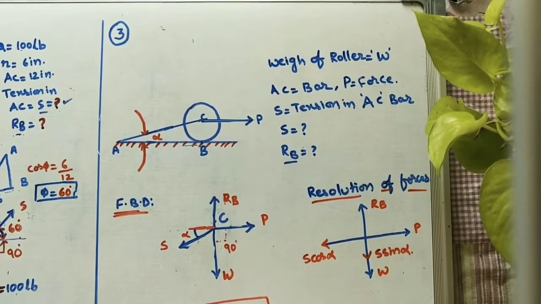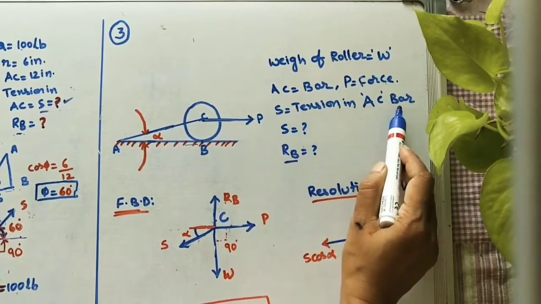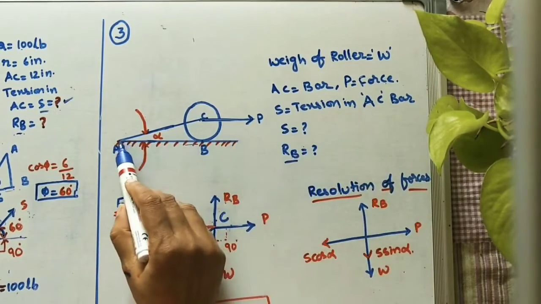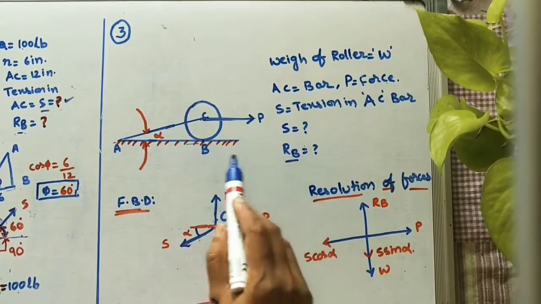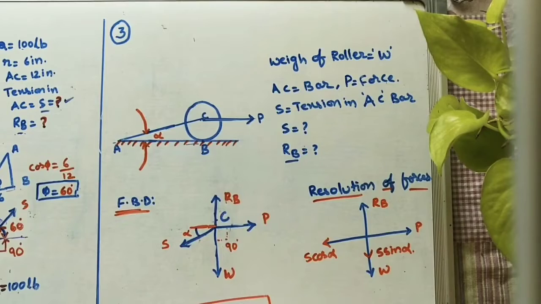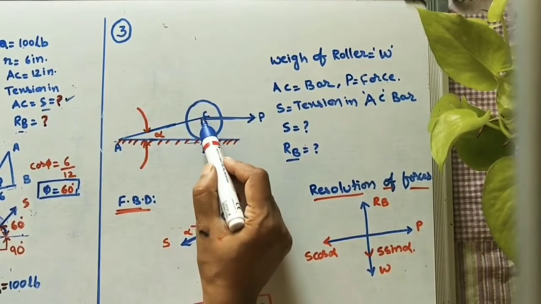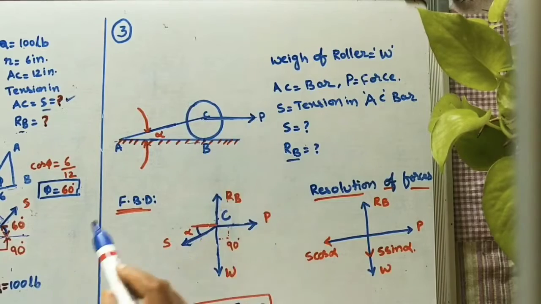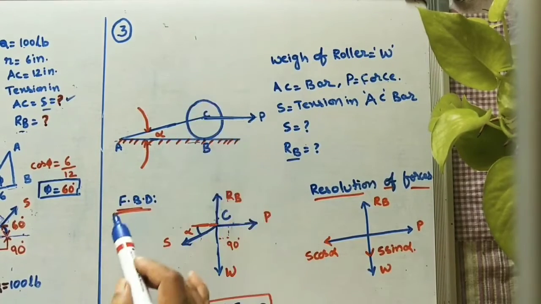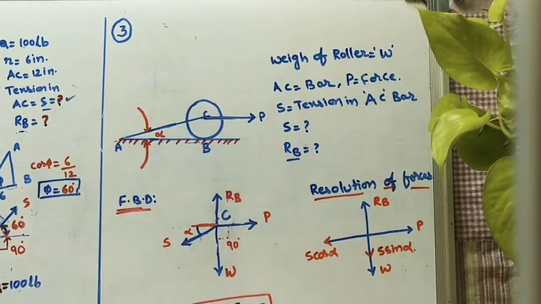Here what we have to find? S is tension in AC bar. We need to find S value. Okay, tension in this AC bar. Okay, and then RB, reaction at the B point. Now here how many forces are there? One is the weight of the roller, first force. This is the second force, P. Reaction at B point, third force, and tension in this rod AC. 4 forces are there. Okay, first mark the forces.